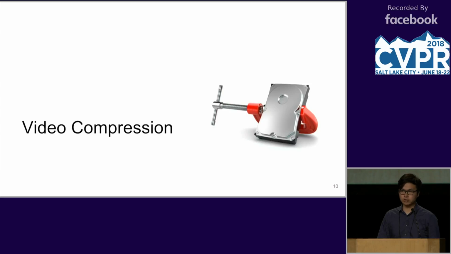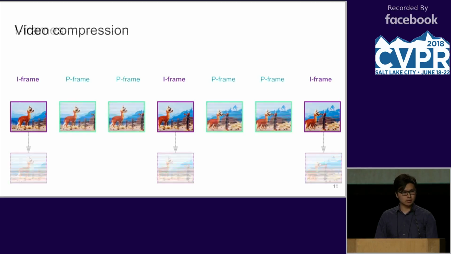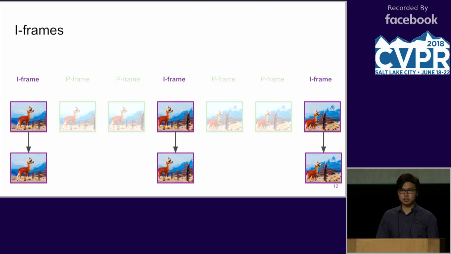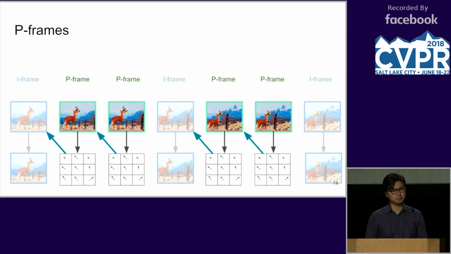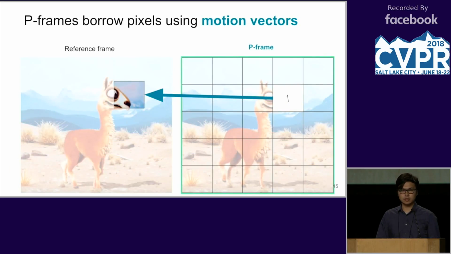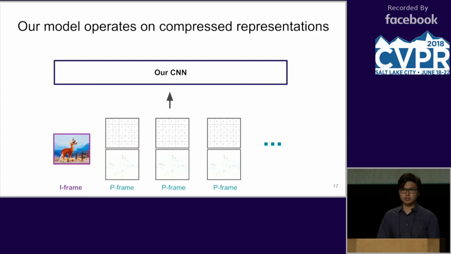Let's first see how video compression works. In the compressed video, we distinguish between I-frames and P-frames. I-frames are stored as regular images, and P-frames use motion vectors to reference the previous frame. So what it does is to steal pixels from the previous frame. Anything that cannot be referenced is stored in the residual. So our goal is to train the CNN directly on the I-frames, motion vectors, and the residuals.